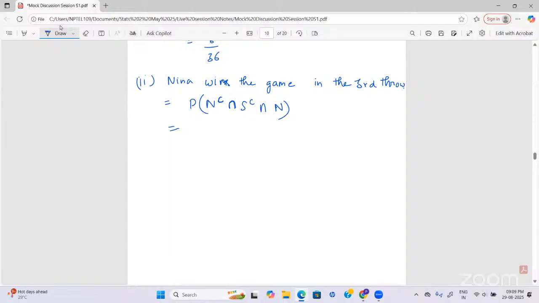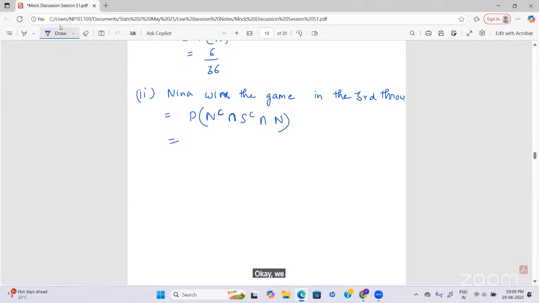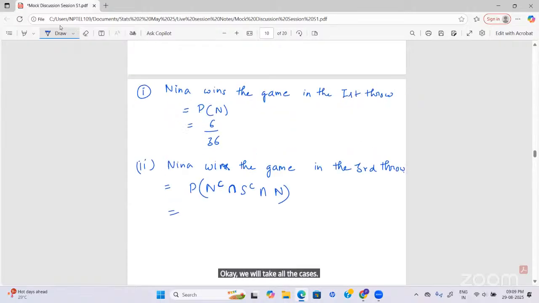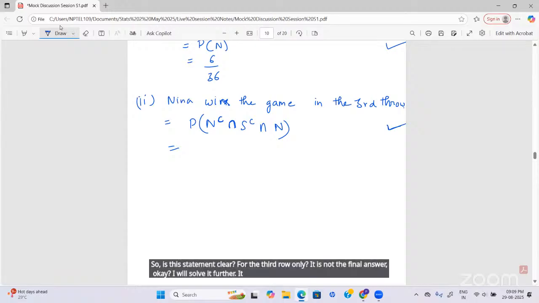And so, will this also go for not winning the game, to infinity? Yeah, it will go for infinity, but here we are taking the third throw only. Okay, we will take all the cases. First we have taken the first throw, then we are taking the third throw, then we will take all the throws. Okay. So is this statement clear? For the third throw only. It is not the final answer. Okay, I will solve it further.